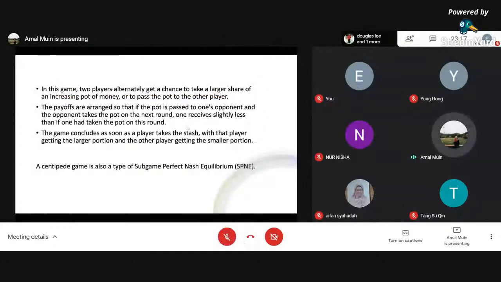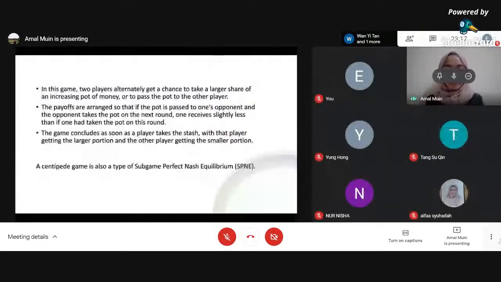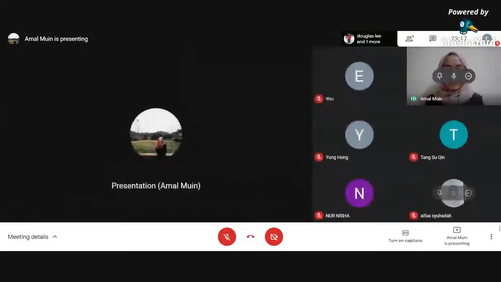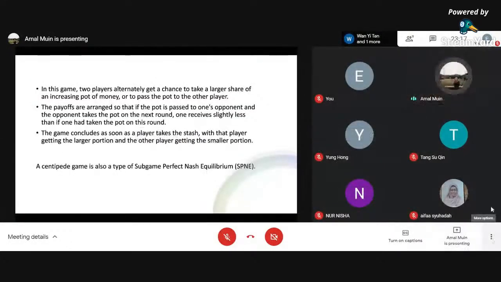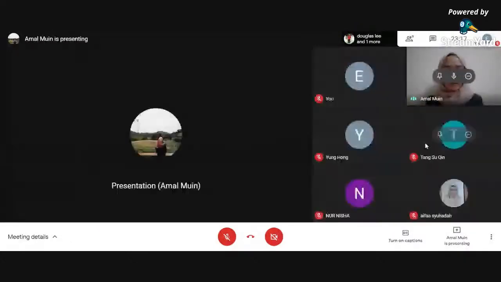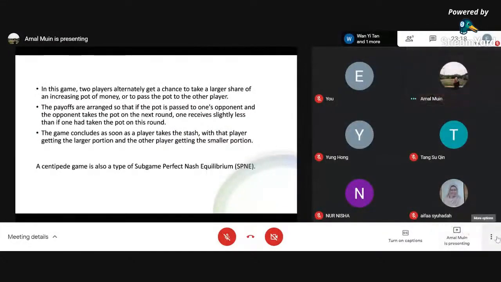In this Centipede game, two players alternately get a chance to take a larger share of an increasing pot of money or to pass the pot to the other player. The payoffs are arranged so that if the pot is passed to one's opponent and the opponent takes the pot on the next round, one receives slightly less than if one had taken the pot on this round. The game concludes as soon as a player takes the stash, with that player getting the larger portion and the other player getting the smaller portion.